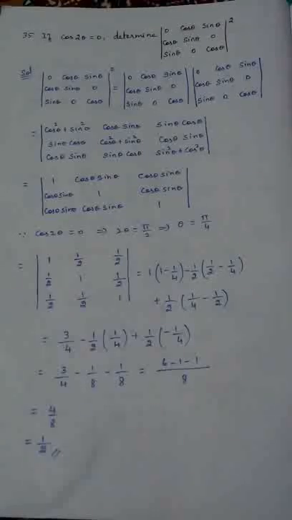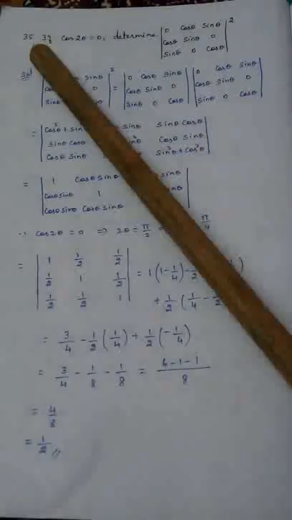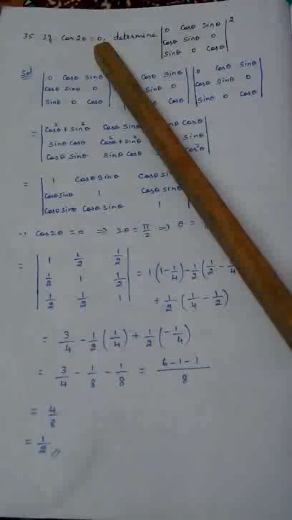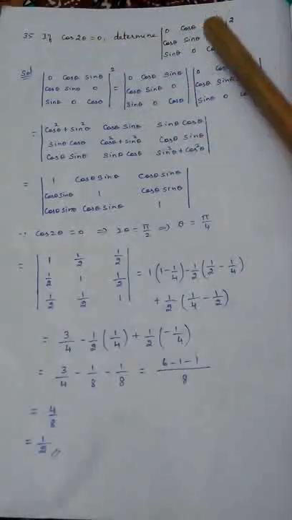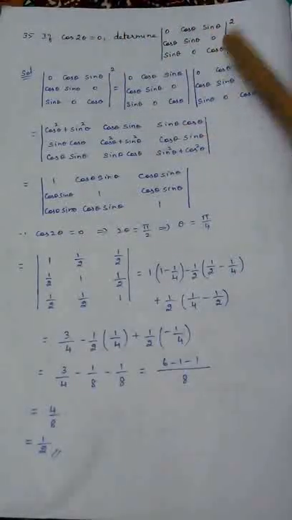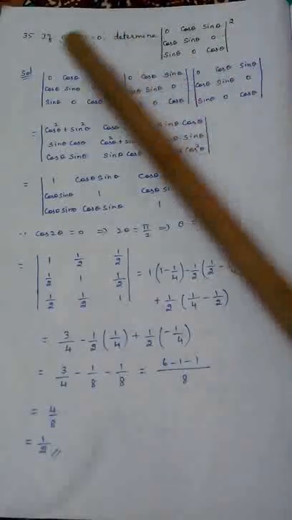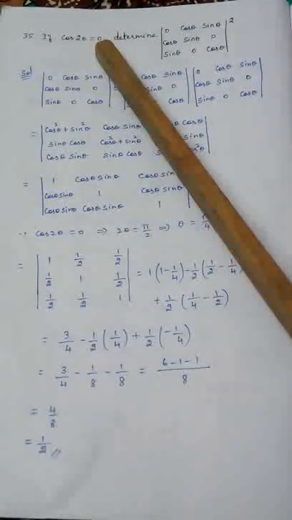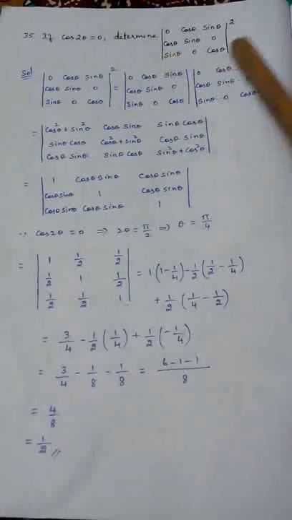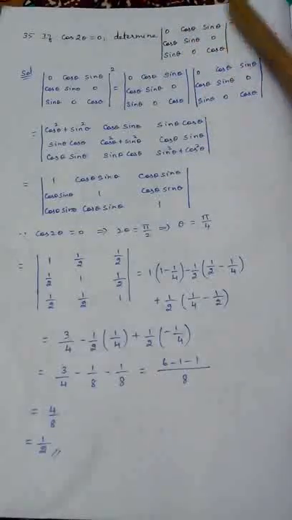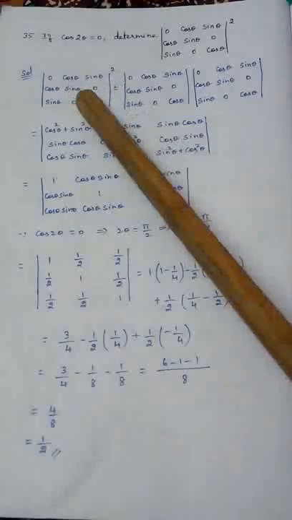Problem number 35. If cos 2 theta equal to 0, determine this value. This is a determinant and a whole square is given. The clue given is that the cos 2 theta value is 0. We need to find what is this value, this determinant whole square value. So first we are taking this.